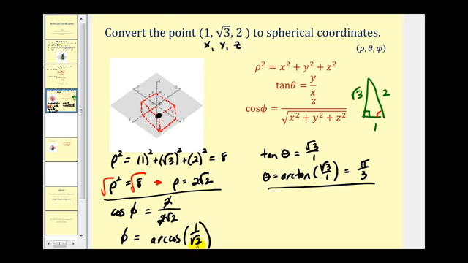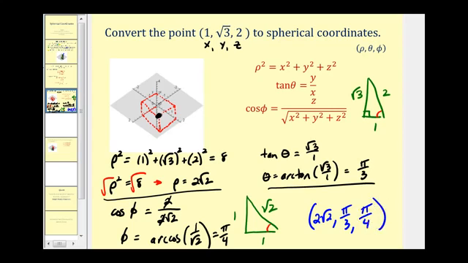Well, this ratio should remind us of a 45, 45, 90 right triangle. So this angle here has a cosine ratio of 1 over square root 2, and that's a 45-degree angle, or pi over 4 radians. So the point (1, square root 3, 2) in spherical coordinates would be rho equals 2 square root 2, theta was pi over 3, and phi was pi over 4.